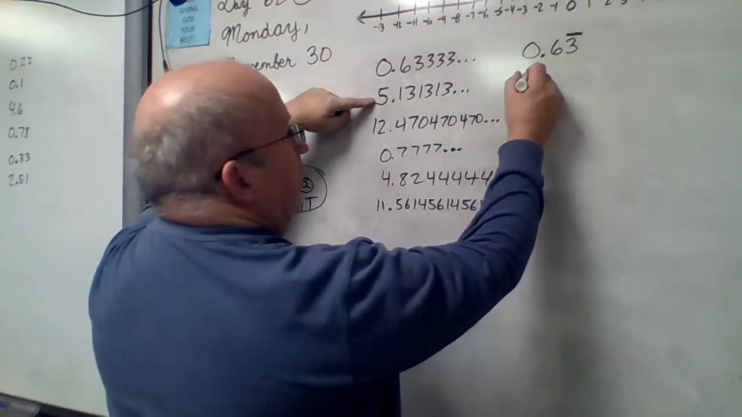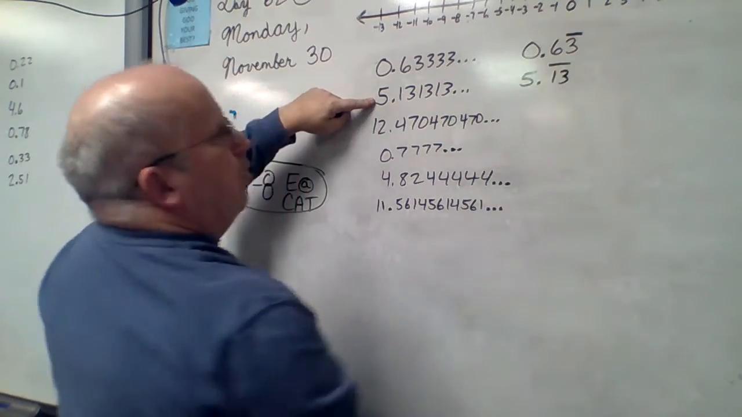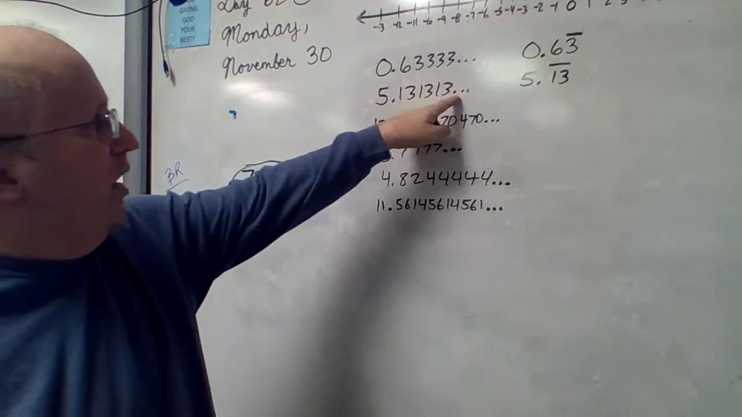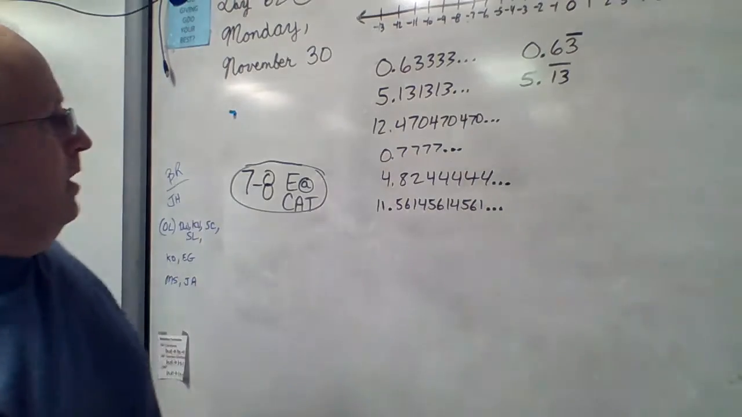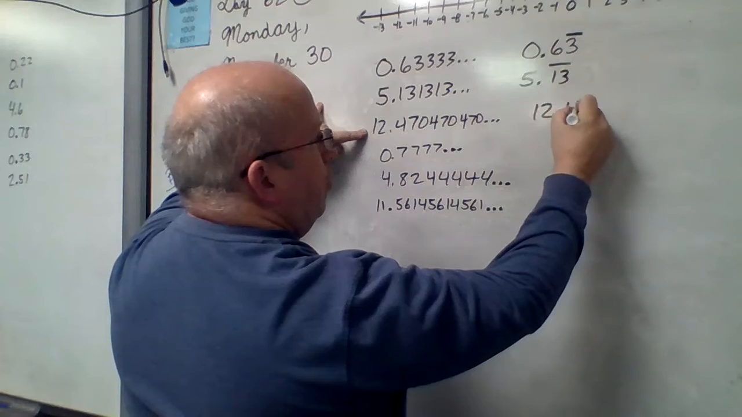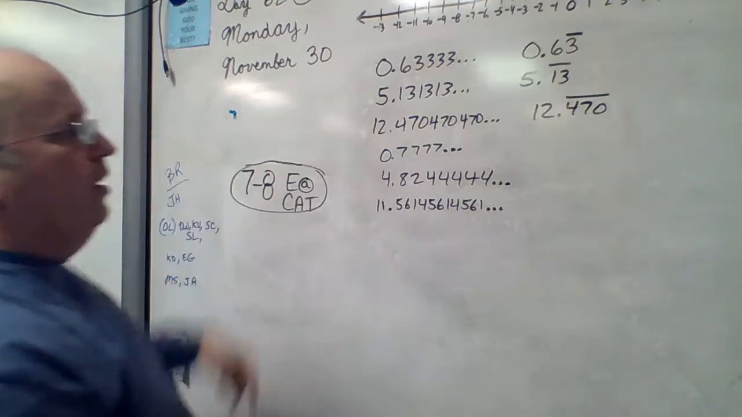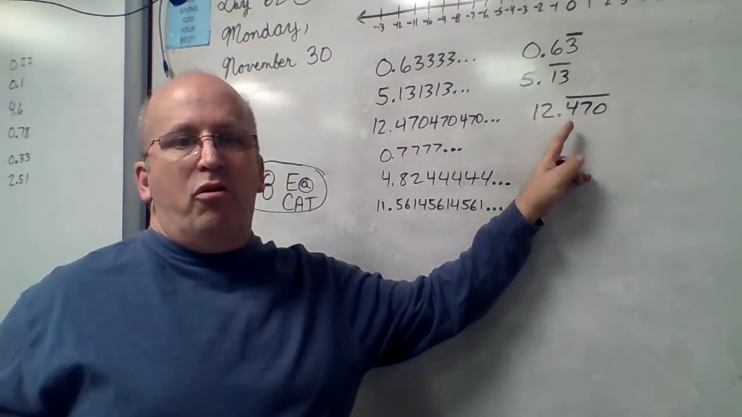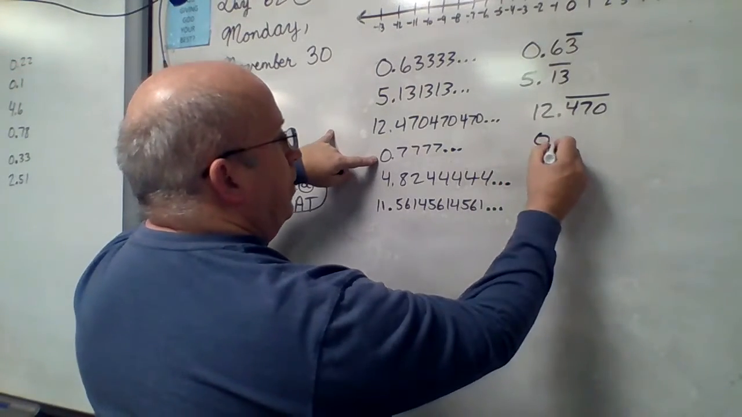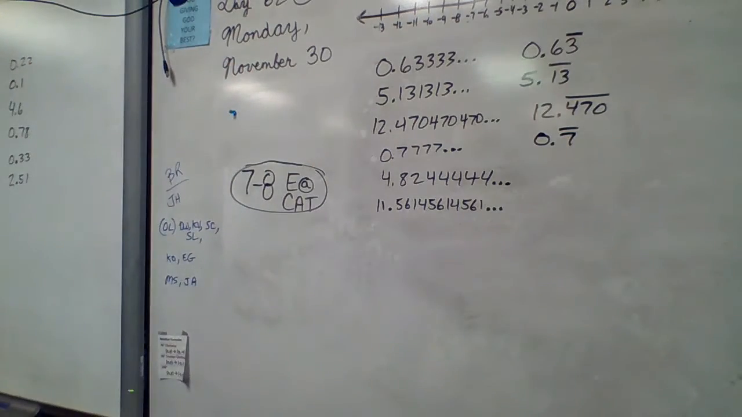This one, slightly different. I would write it as 5.13. And this time the bar goes over both numbers because it's 13, 13, 13, and then it keeps going forever and ever. This one, can you see what part of it is repeating? It's a repetition of 470, 470, 470, 470. And so I put the bar notation over the 4, the 7, and the 0. With this one, it's just plain 0.7 with a bar over just the 7.